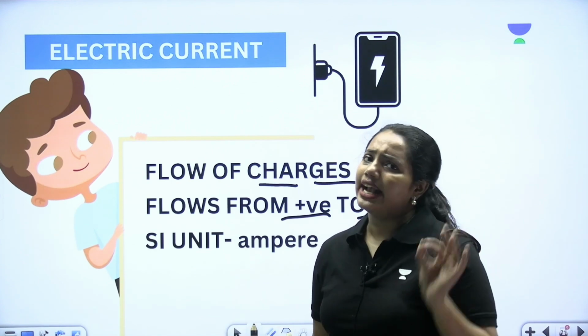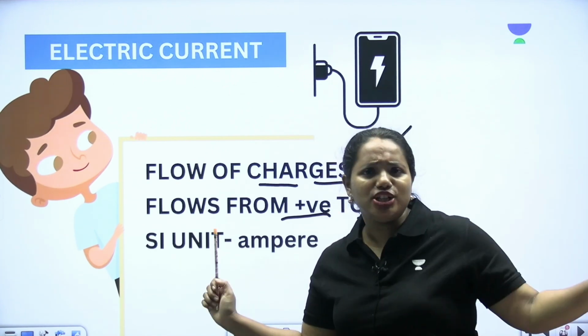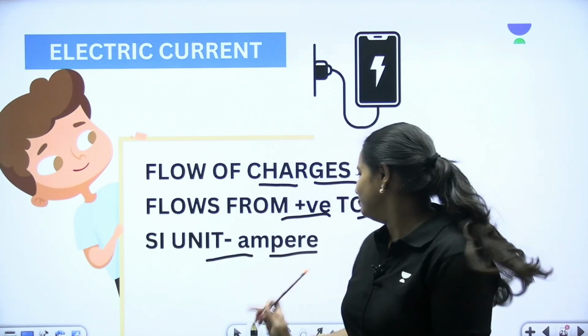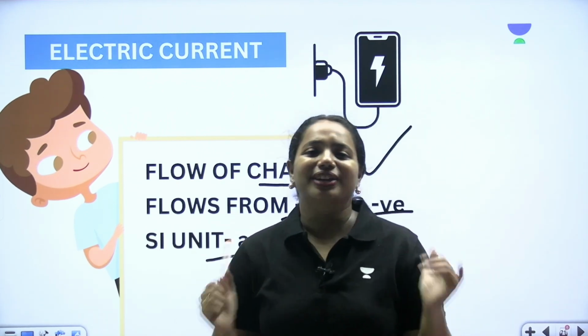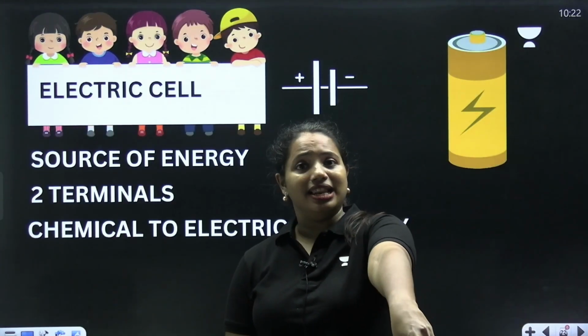And not only that, SI units are very important. So standard international units are very much important to learn. The SI unit of electric current is nothing but the ampere. So now we are moving towards the next part. It's all about the electric cell.